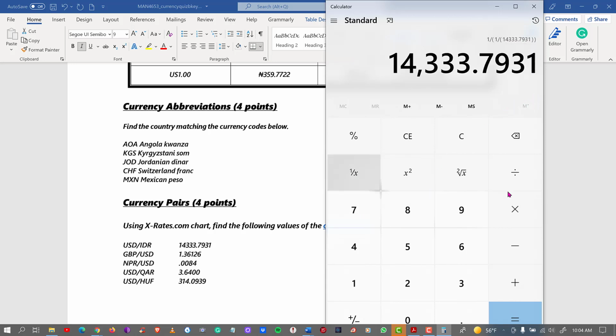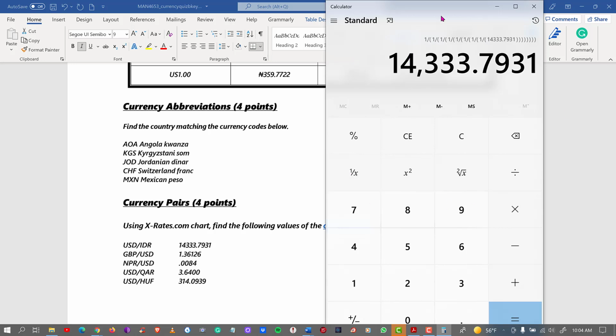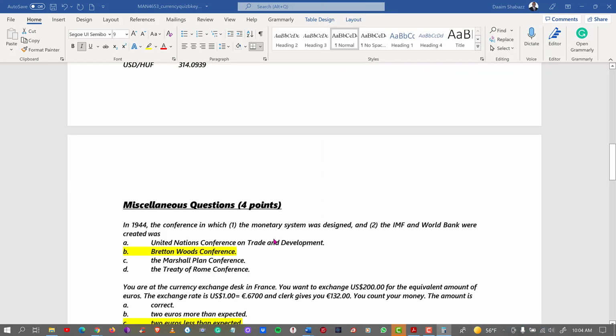So this just kind of shows you the inverse, how the inverse works. You can just continue to use this to find the inverse. All right, so that's a very important shortcut to have.